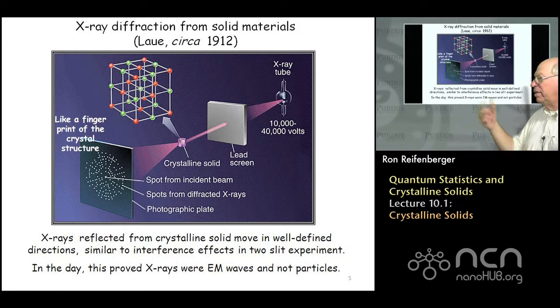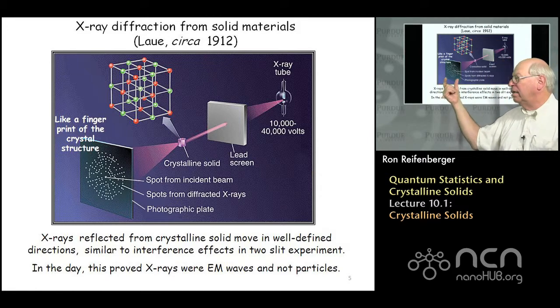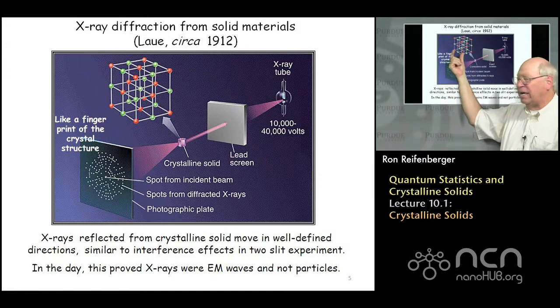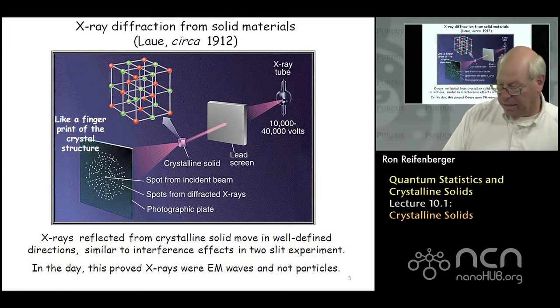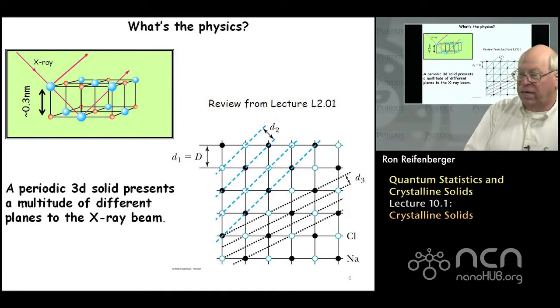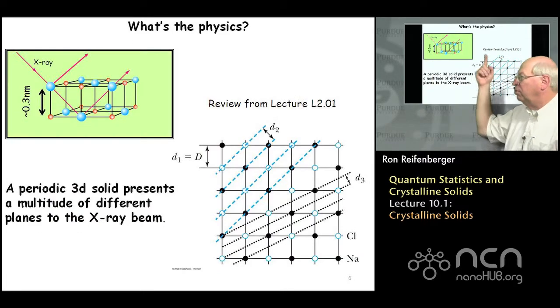So these X-ray diffraction micrographs, I like to call them a fingerprint of the crystal structure, because if you can understand these X-ray diffraction patterns, you can actually infer the position of the atoms in these solids. So we've already discussed this briefly. If you go back to lecture 2.01, the basic physics of this is that you've got an X-ray beam that's incident on a crystalline solid.